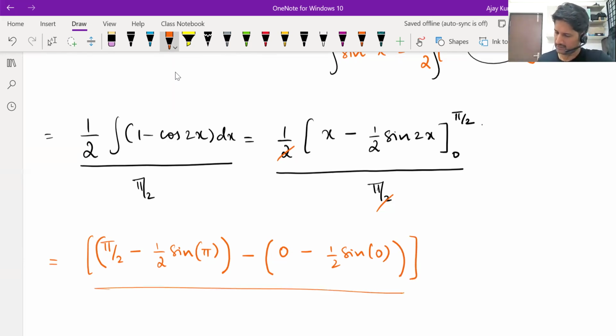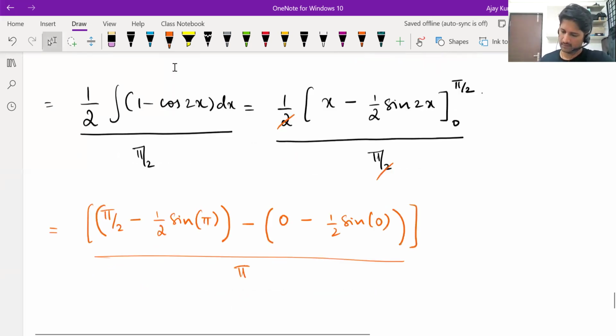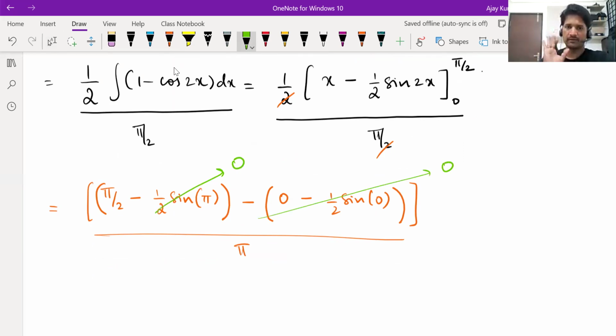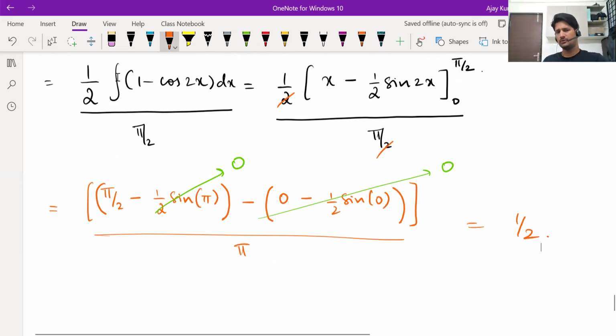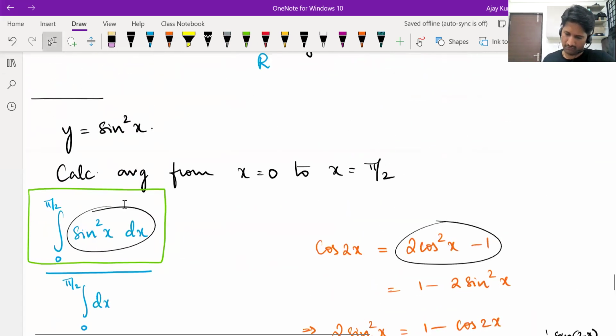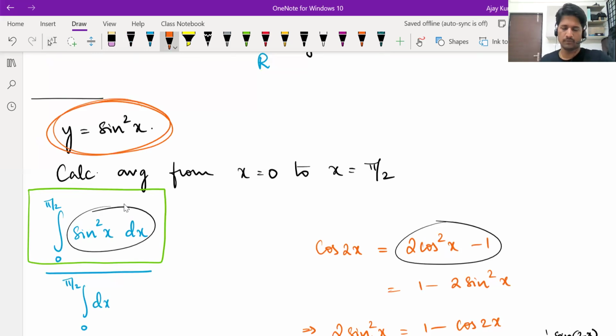And in the denominator, there is a pi. Okay. Now sine pi, sine 180 degrees, this term is 0. This entire bracket is 0. You will be left with pi by 2 in the numerator and pi in the denominator. The answer is half. Okay. Do this calculation once on your own later. But what have we found out now? We found out the average value of sine square x function. And in what interval? 0 to pi by 2.